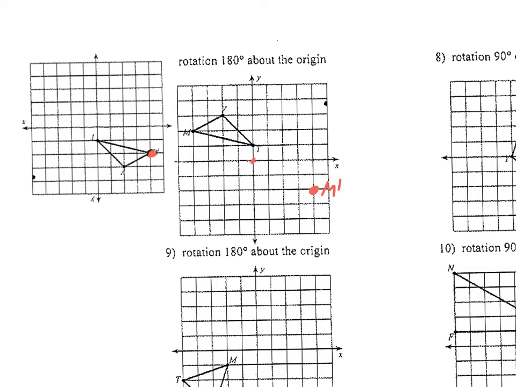For my V prime, from the origin, here's the origin on this one. It's to the right 2 and down 1, 2, 3. So I'm going to go to the right 2, down 1, 2, and 3. So that's my V prime. And finally for T prime, T is already on the axis, so I just have to go down 1 from the origin. That is T prime right there. Connect my dots. That's my 180-degree rotation.